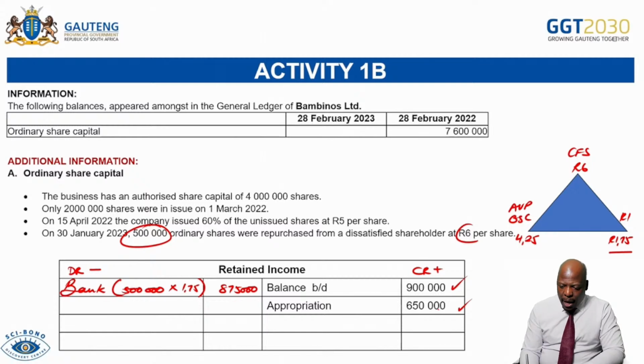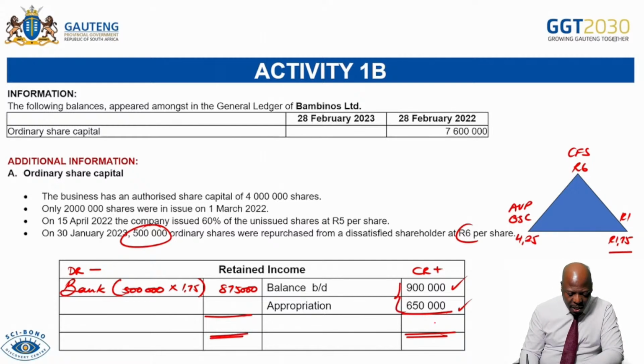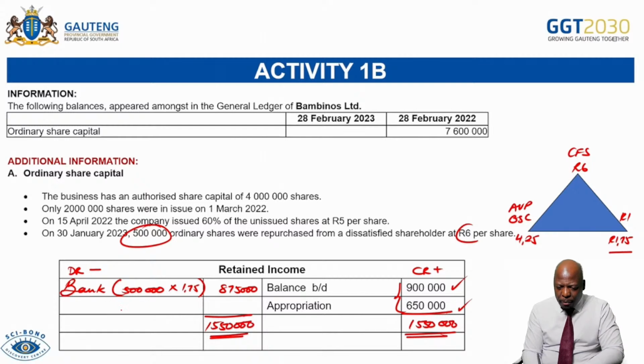And then I can close this ledger account up now. So I'm going to close it off. And then I'm going to say my 900 plus my 650. That gives me my 1,550,000. I added that. So it's a ledger account. Remember, the side with the highest amount, 1,550,000. Therefore, here I'm going to get my balance carried down.